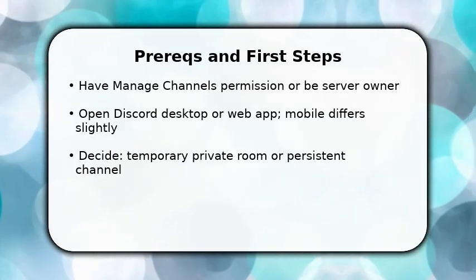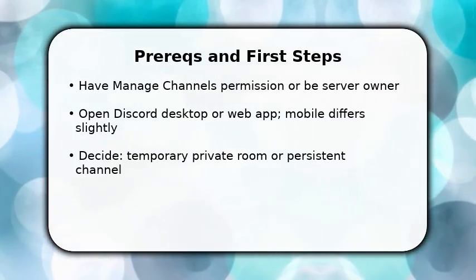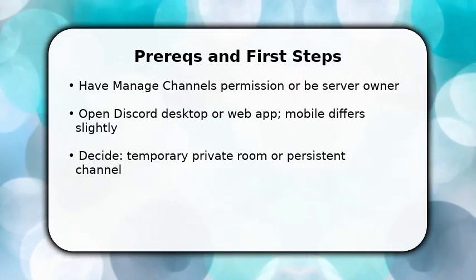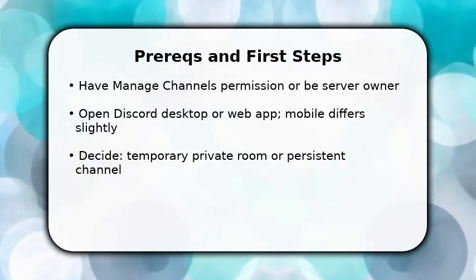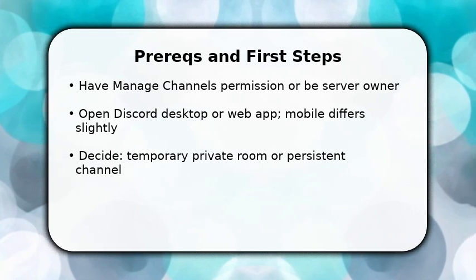Choose roles or members to grant access. Pick specific users or a role. This immediate step locks out everyone else and establishes the base privacy model you'll refine next.